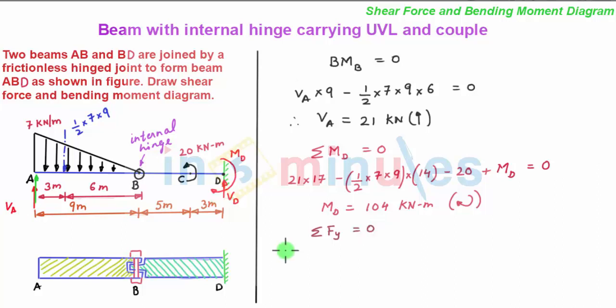Now we have two vertical support reactions VA and VD which are upward, so VA plus VD. Then all the downward forces, so if I consider this force, the magnitude of this force, the uniformly varying load, is minus half of 7 into 9, and that's it. There are no other forces. So when I equate it to 0, and in this equation when we substitute the value of VA equal to 21 kilonewton, we get the value of VD is equal to half into 7 into 9 minus 21, and this is equal to 10.5 kilonewton. So with this, our calculation of support reaction is over.